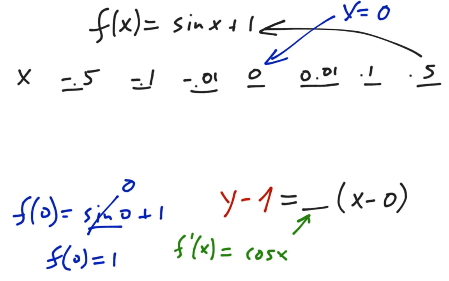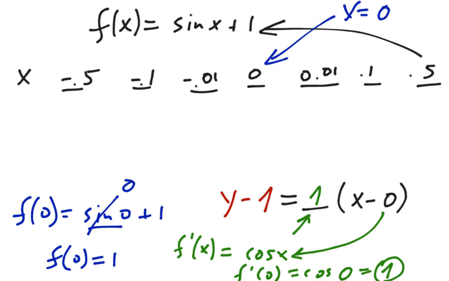But I don't put in cosine of x because that's not a number. Remember that your slope must be a number. So I need to plug in the x value into cosine. So f prime of 0 is the cosine of 0, which is equal to 1. So my slope is actually 1, so 1 goes in there. This gives us the tangent line. I'm going to solve for y. It gives me the tangent line equation, y equals 1 plus 1 times x minus 0, which is just 1 plus x.